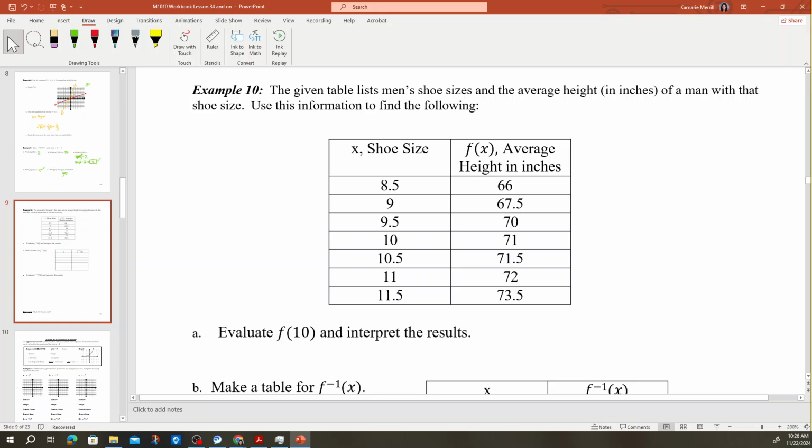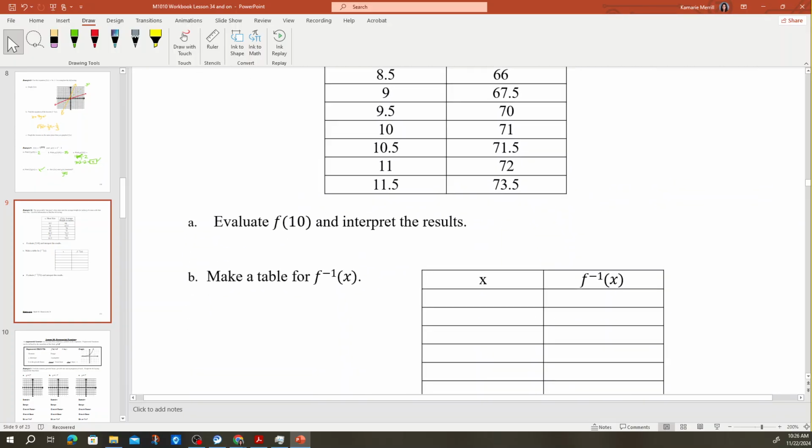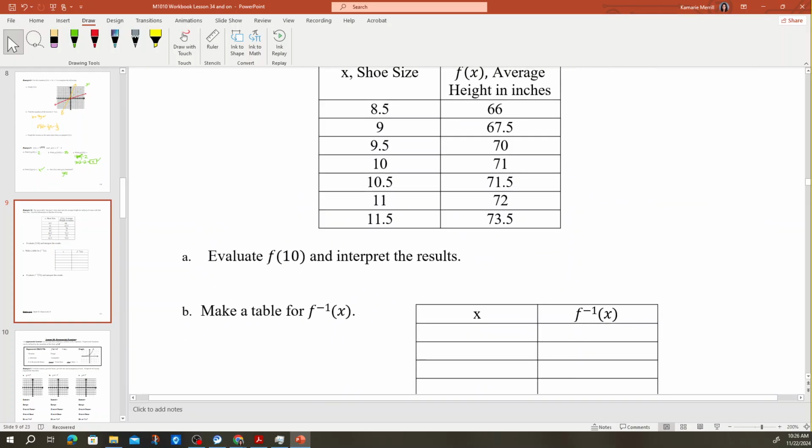What's really cool about this is I want you guys to tell me what f of 10 is and interpret this result in your own words. Let's put this into words. What's f of 10? 71. Good, 71. Would you guys put in your own words what this means? The average man that wears a size 10 is 71 inches tall. Very good.